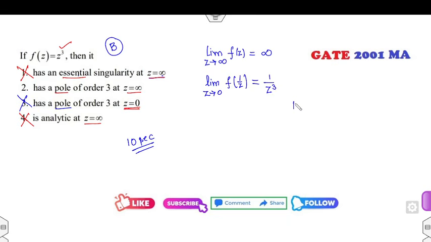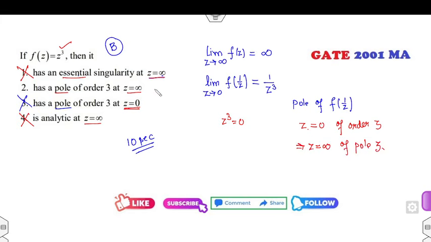Now clearly, the pole means the denominator is 0. If you substitute the denominator as 0, then it is of order 3 because the power is 3. So if z is equal to 1 over z, this implies it is also a pole of order 3. So again, the right answer is B, that is my correct answer.